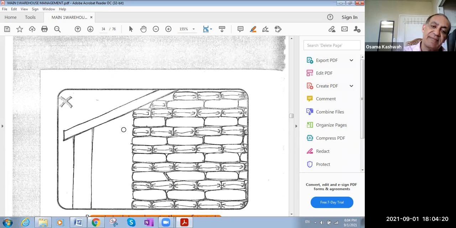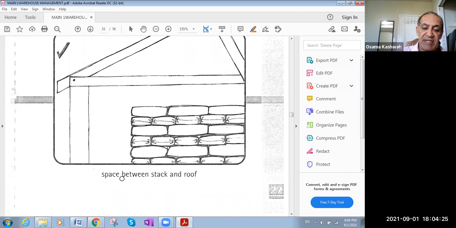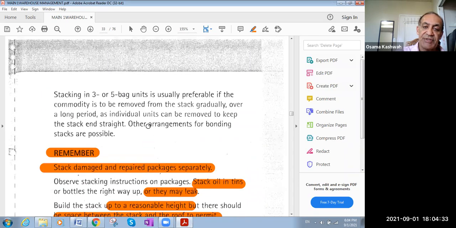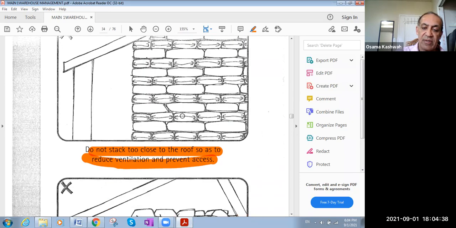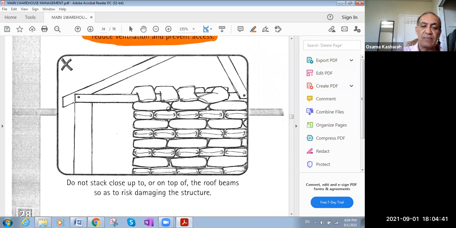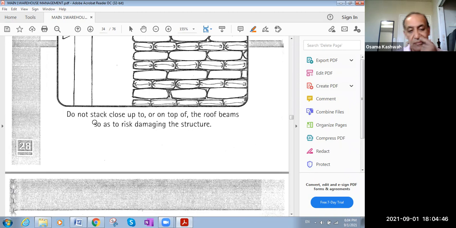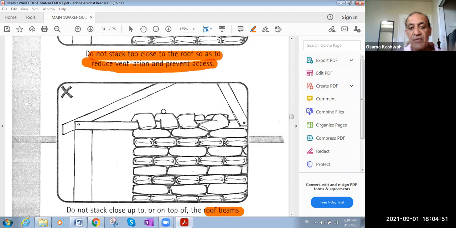Leave a place between them. This is a space between the stack and the roof. Here's the roof. There must be a gap. Don't make it touch exactly. No, this is no. And this situation also no. Put it that way, no. And the beam also. If you are using beams, these are the beams. So don't put it on the beam. No.